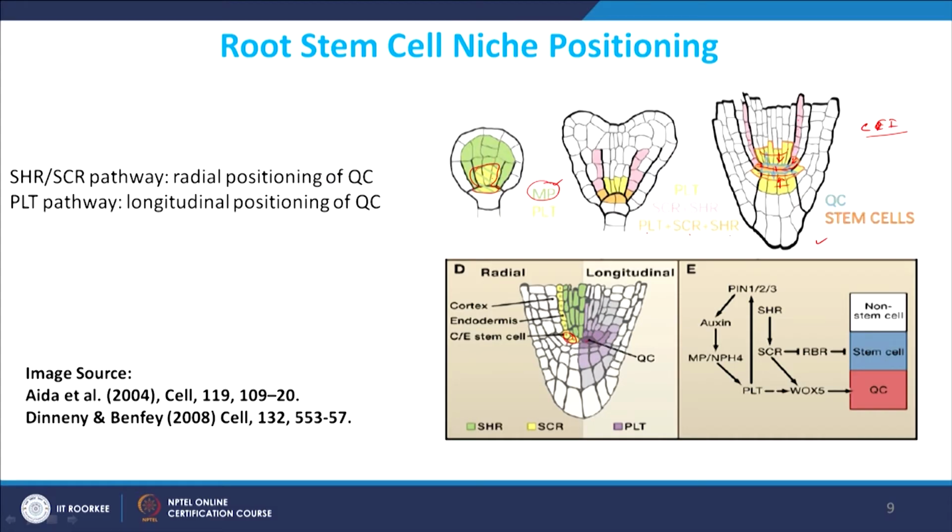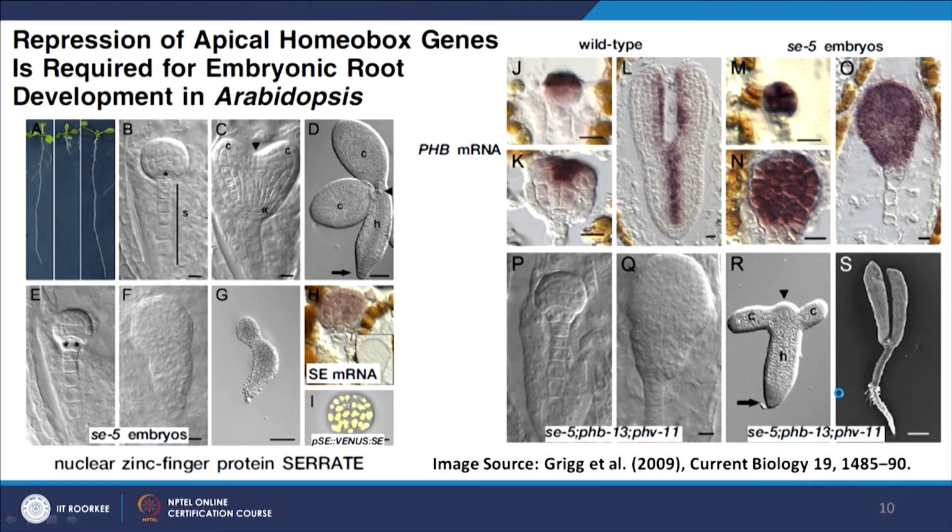And this is very important. So later on we will see that SHORT-ROOT activates expression of SCARECROW, and it activates expression of VOX5, which we will see in another slide. So here there are two pathways which are promoting stem cell niche formation and helping them to position in the right domain. But there are some repressors of this process, and those repressors need to be repressed to ensure that proper stem cells are maintained and the proper stem cell niche is positioned.